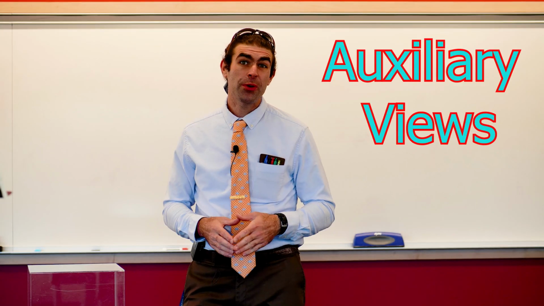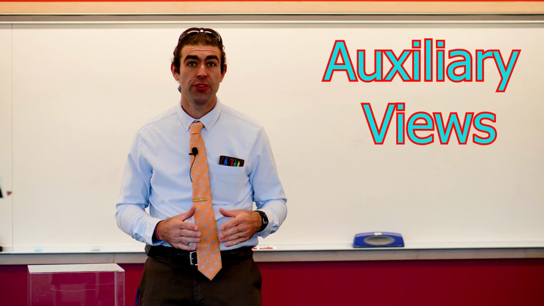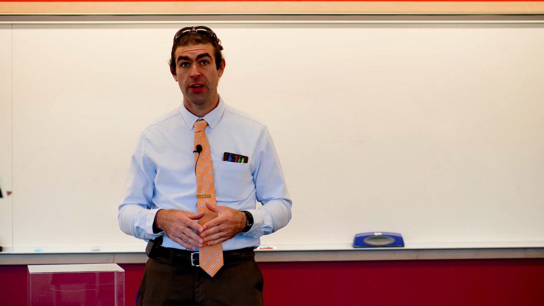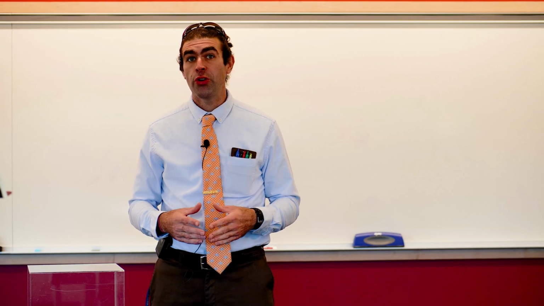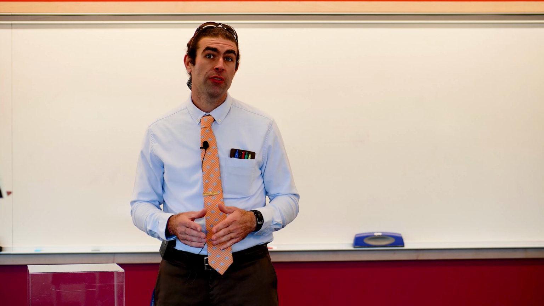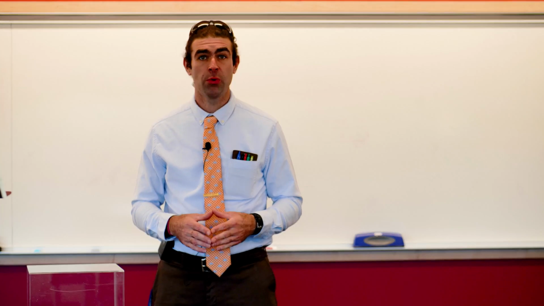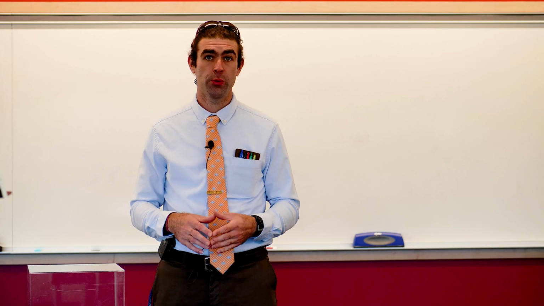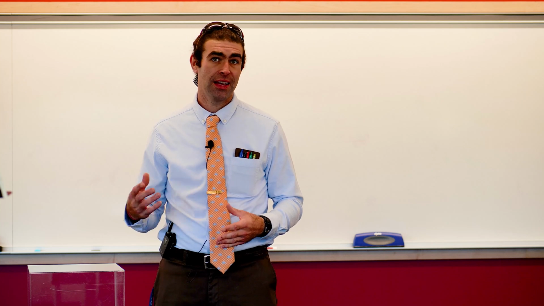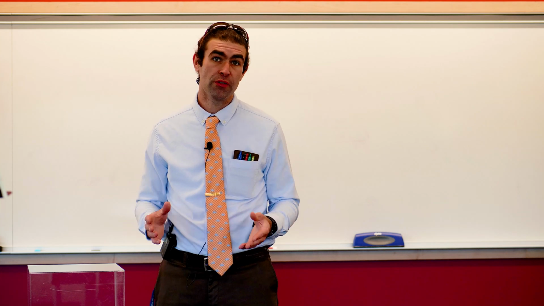In this video, I want to chat about auxiliary views. So this could be a real short video because auxiliary views are pretty simple. What they do is show the true size and shape of features that cannot be shown in one of the 6 principal views. So front, top, right, and the others. There's 6 principal views of projection.